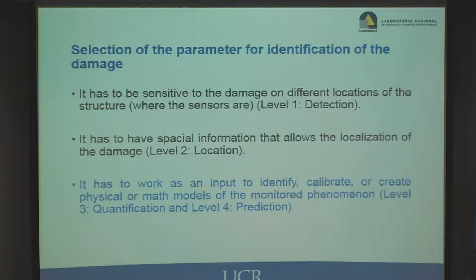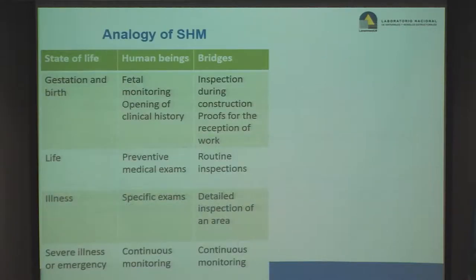Local methods are not appropriate for a general tracking of the structure and its effect on the overall behavior of the system. An important thing in this topic is the selection of the parameter for identification of the damage. The parameter has to be sensible to the damage in the different locations where the sensors are. It has to have spatial information that allows the localization of the damage. And it has to help as an input to identify, calibrate, or create physical or math models of the monitored phenomenon.